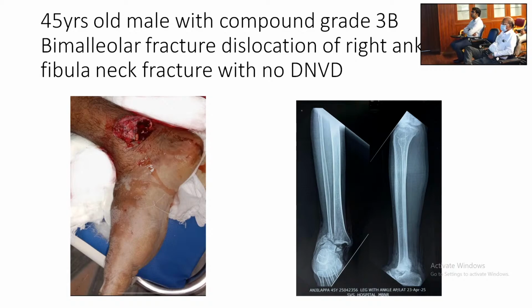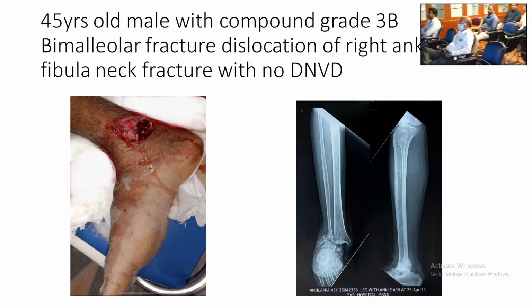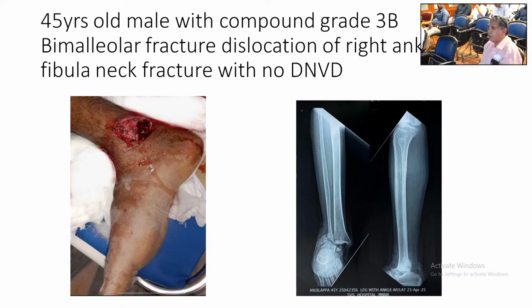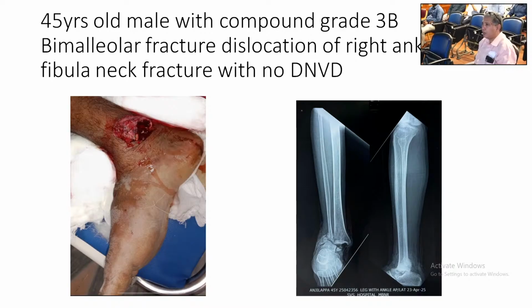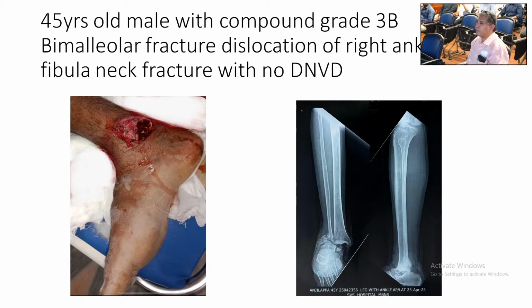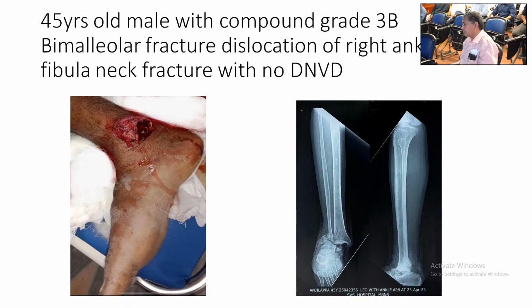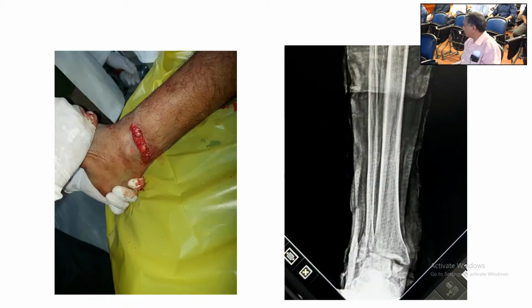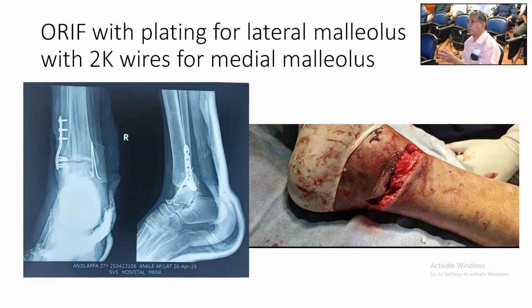Okay, sir. And the mechanism of injury is pronation, external rotation injury. What is trimalleolar fracture? If the posterior malleolus is also involved, it is trimalleolar: medial malleolus, lateral malleolus, posterior malleolus. What is the mechanism of injury? Supination, external rotation injury. Most common. Okay, sir.